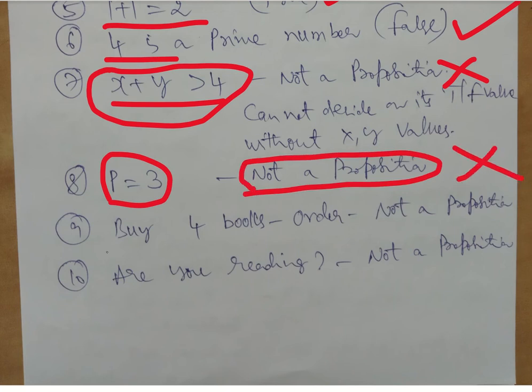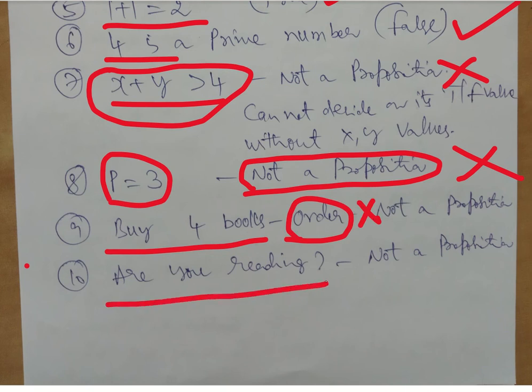Buy 4 books. Like we said, sit down, bring. So buy 4 books is an order. Buy 4 books. I may not buy. Why should I buy? So there is no declaration, there is no assertion here, so it is an order. So an order statement cannot be part of logic, and hence it is not a valid logical statement.